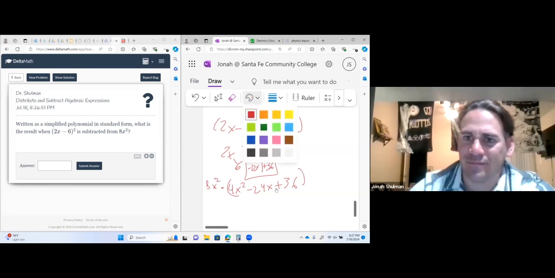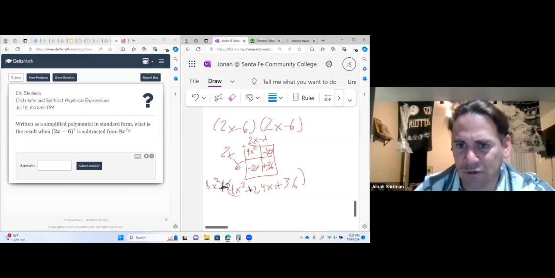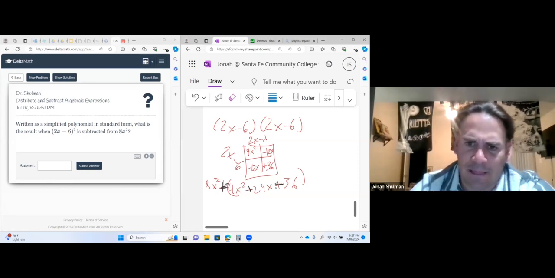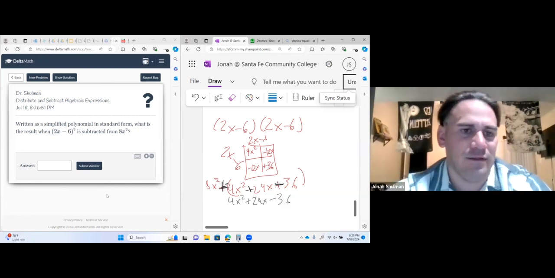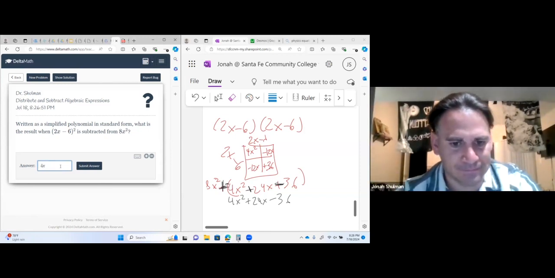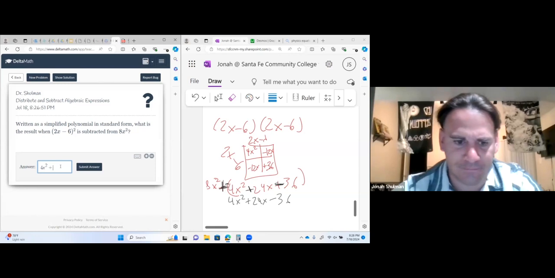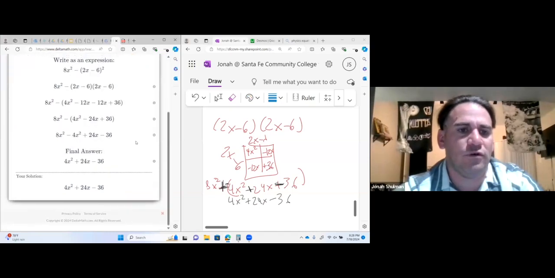So change the sign. That's not the change color. Change the sign. So negative, positive, negative. So this is going to be 4x squared plus 24x minus 36. I'm pretty sure that's what this touchdown's going to be. Beautiful.